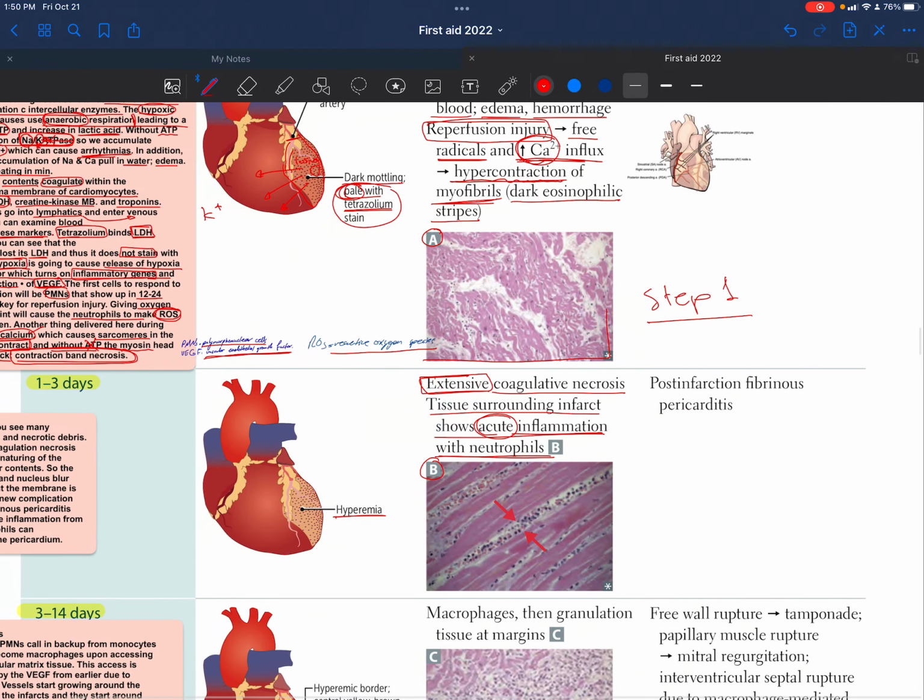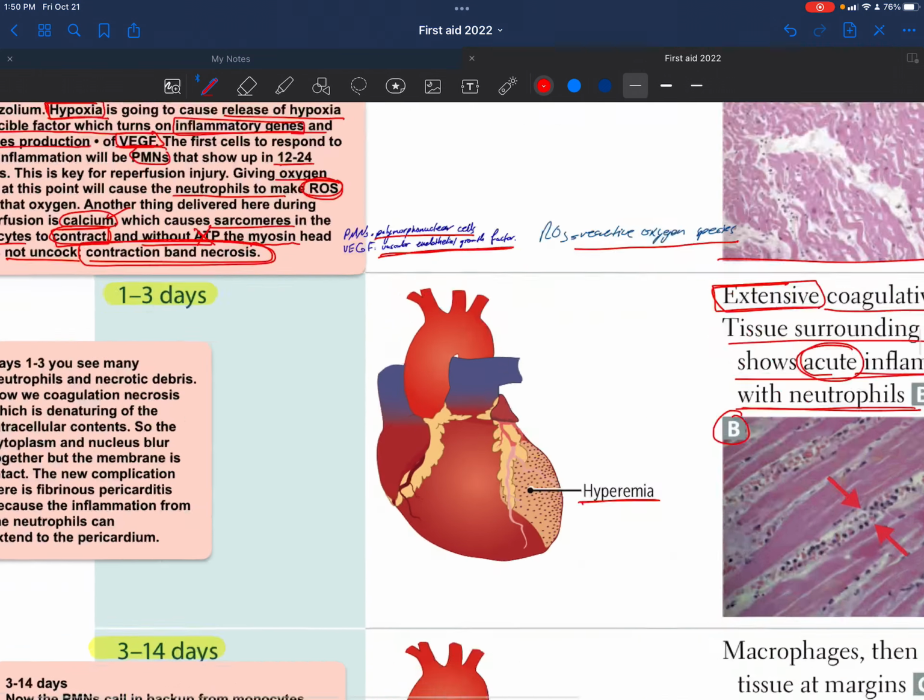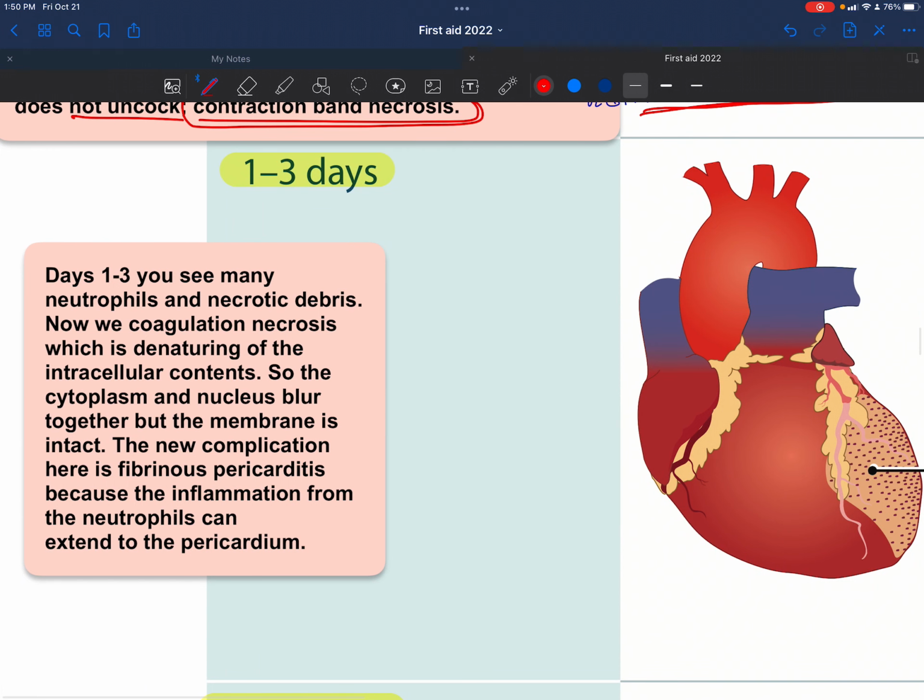And then we're going to see the complication, post-infarction fibrinous pericarditis. We know that itis means inflammation, and fibrinous is because everything is disrupted and we're going to try to make changes in the structure. And post-infarction, of course, so that's happening after the infarction takes place.